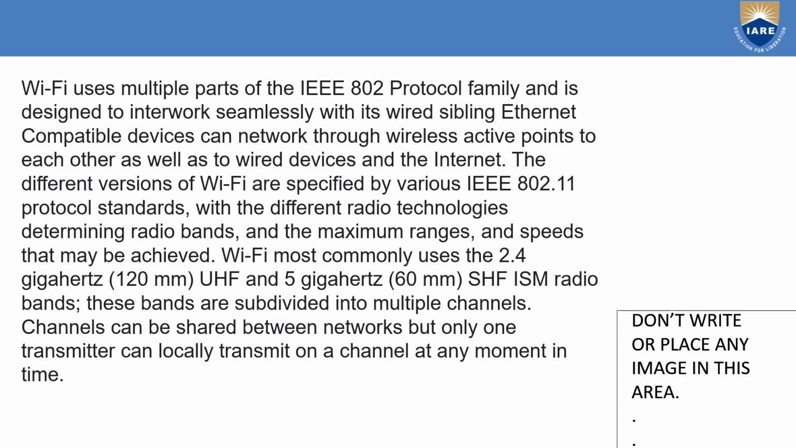Wi-Fi most commonly uses the 2.4 GHz, that is 120 mm, UHF ultra high frequency and 5 GHz, 60 mm, SHF ISM radio bands. These bands are subdivided into multiple channels. Channels can be shared between networks, but only one transmitter can locally transmit on a channel at any moment in time.